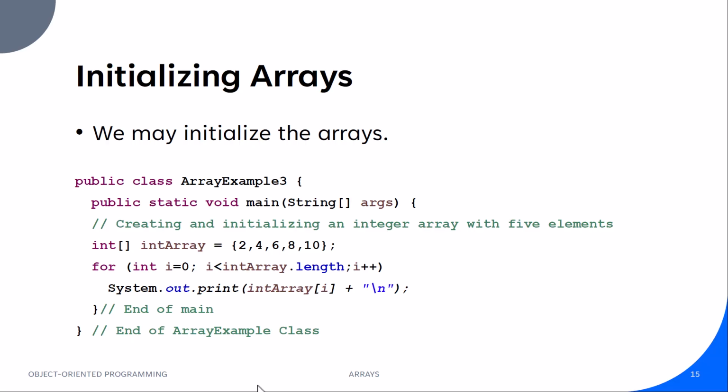Now we may also initialize the arrays ourselves. So here's an example. We have the class arrayExample3 and we have the main method. Now here's how we can create and initialize an integer array with 5 elements.